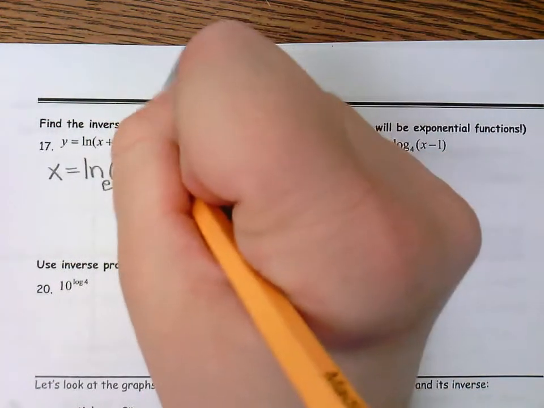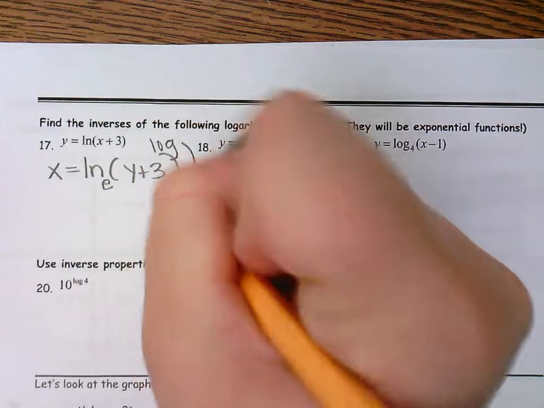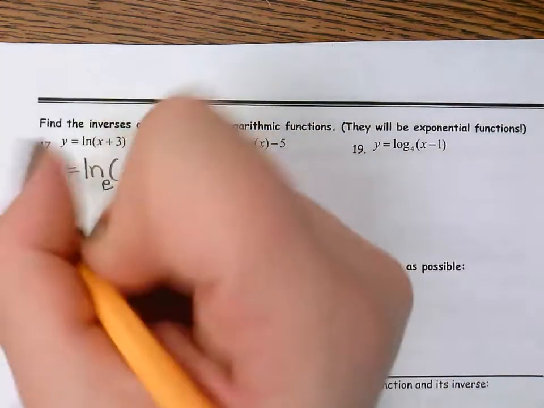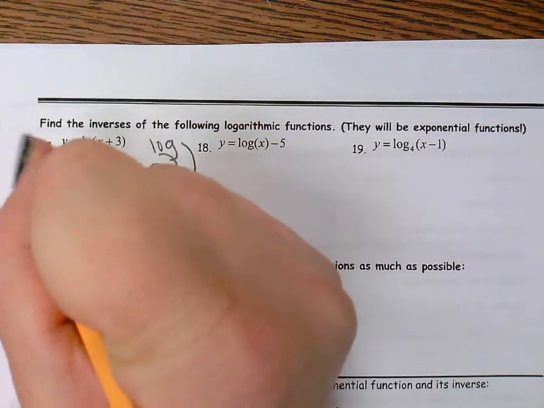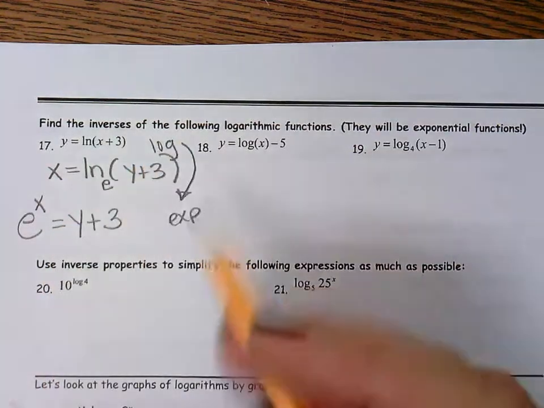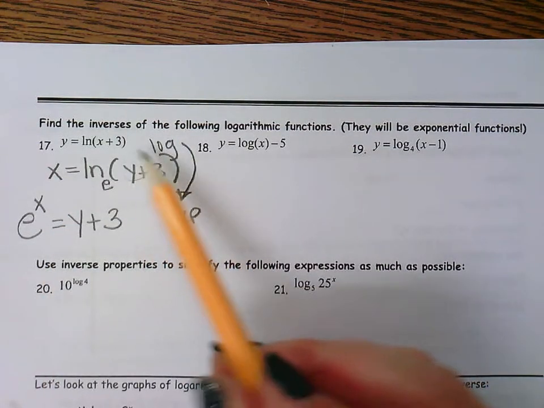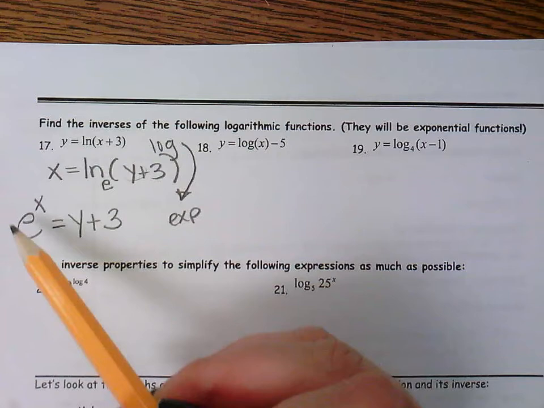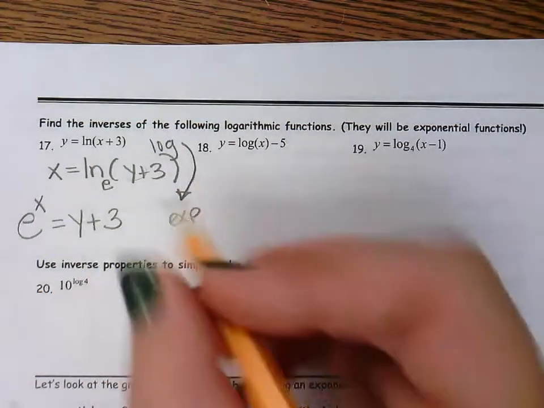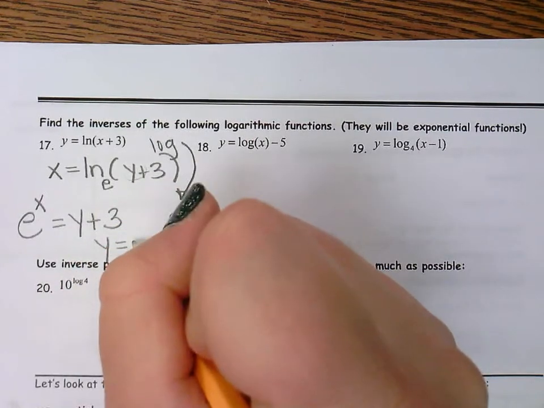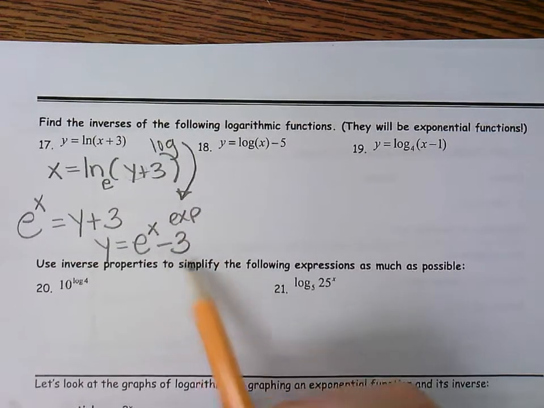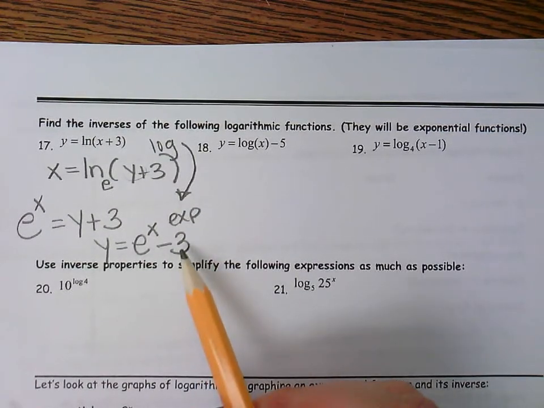So if I start in log world, I need to end in exponential form. So the base of my log becomes the base of my exponential expression. So e to the x power equals y plus 3. So the y is currently trapped inside the log. So when you switch form, the x gets trapped inside the exponent, which frees up that y value. So my final function would be y equals e to the x, and then I'd still have to subtract the 3 to the other side.